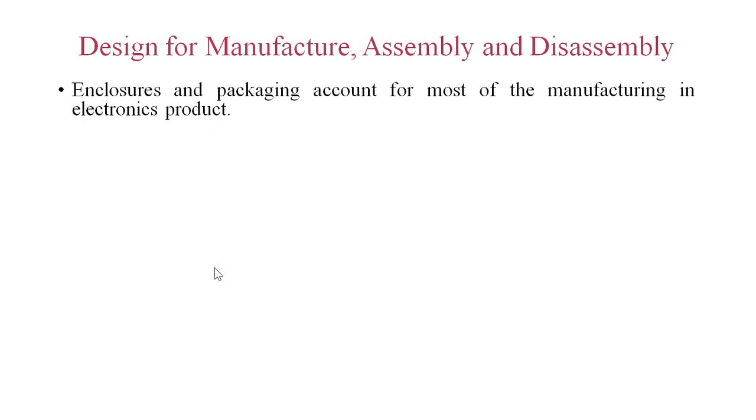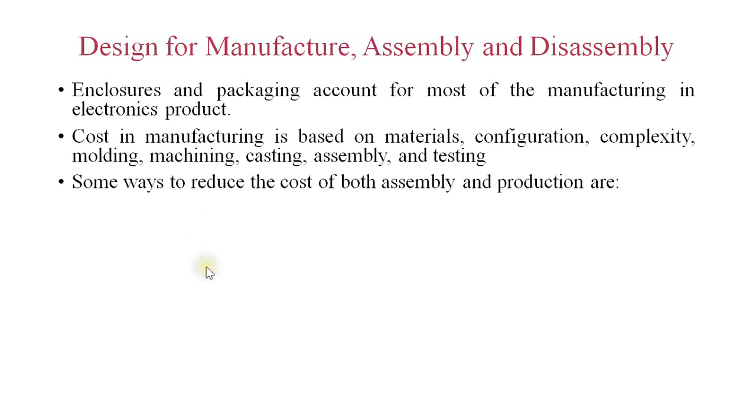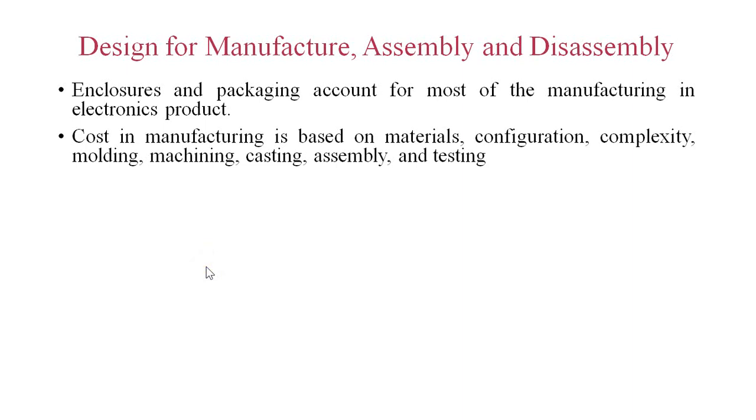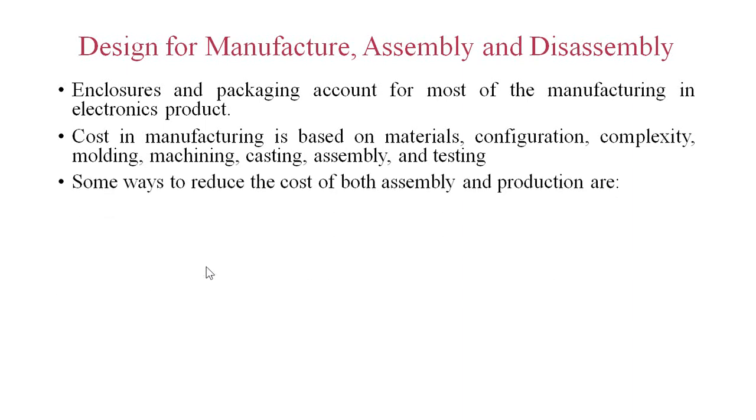The enclosures and the packaging generally account for most of the manufacturing cost in an electronics product. The cost of manufacturing is based on the different materials, configurations, and complexity of the product, then molding, machining, casting, assembly, and testing of the product. So all these parameters constitute the cost in manufacturing. Now, there are some ways to reduce the cost of both assembly and production. Ultimately, that will reduce the cost of the product also.